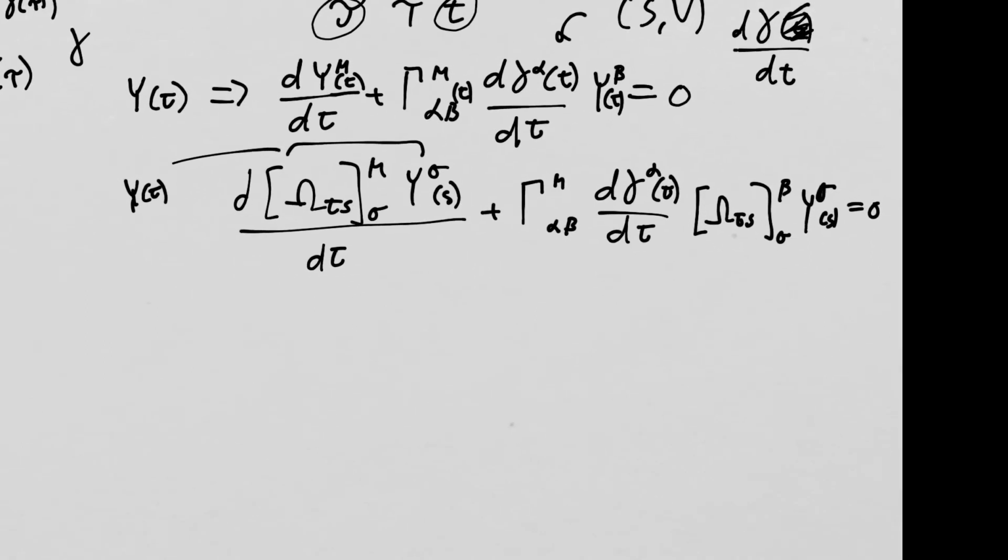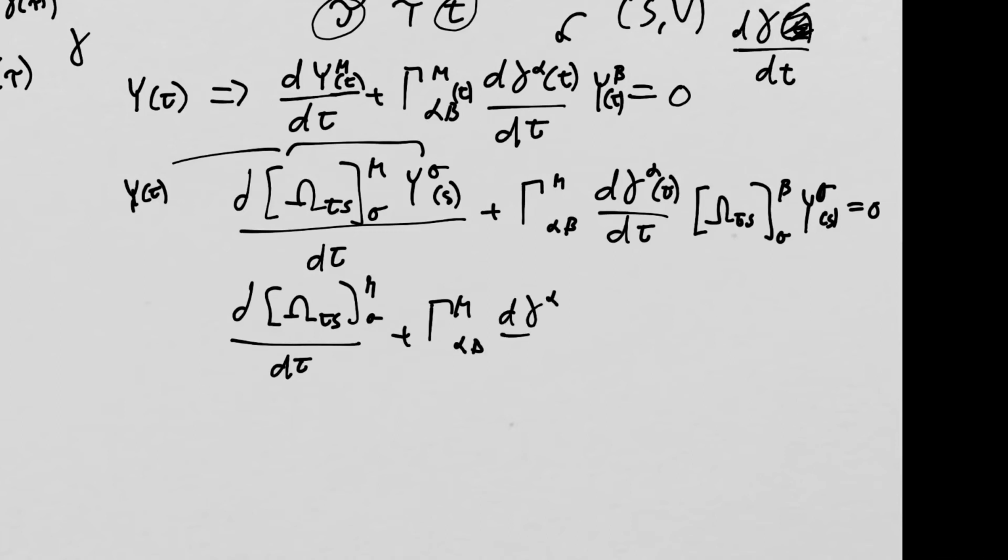And then what we note is that we have gamma s here, gamma s here, and therefore we can pull it out, and the fact that it's gamma s is arbitrary will allow us to make this 0. So I'll do that out in full form. It's like this: ts mu sigma dt plus gamma mu alpha beta d gamma alpha dt.